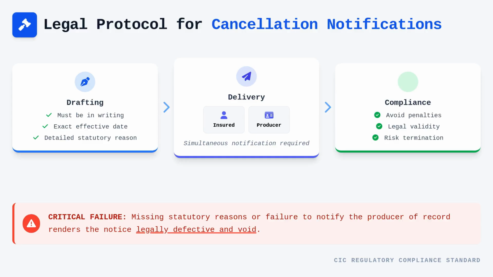If you fail to include the clear statutory reason, or if you fail to notify the producer of record within the proper time frame, the notice is legally defective and the cancellation is deemed void. Compliance with these strict communication protocols is the only way to avoid regulatory scrutiny and ensure that the termination of risk stands up under legal examination.